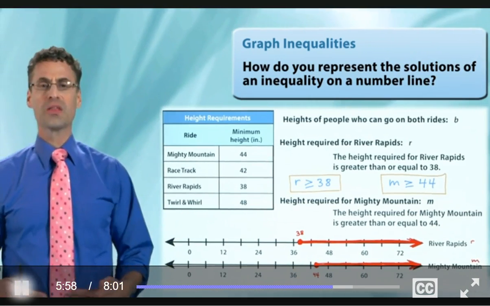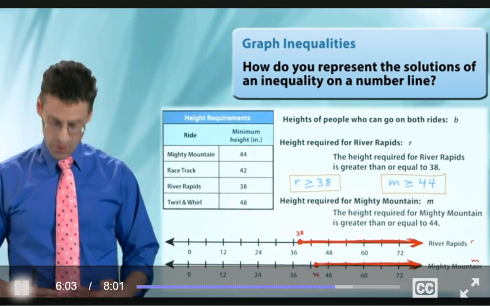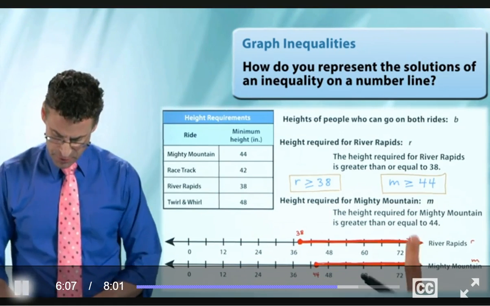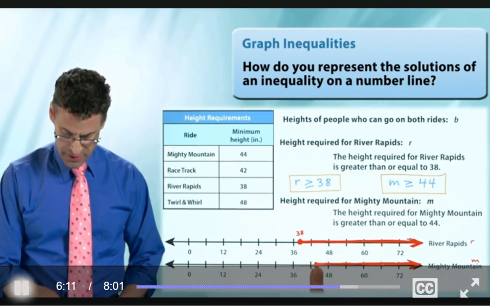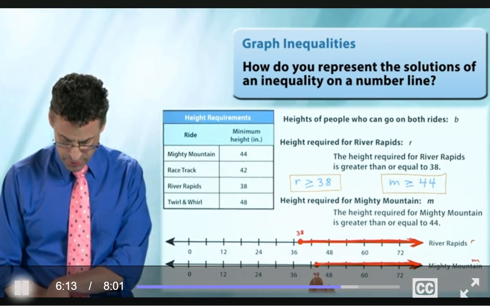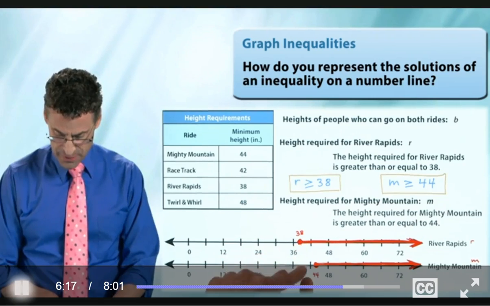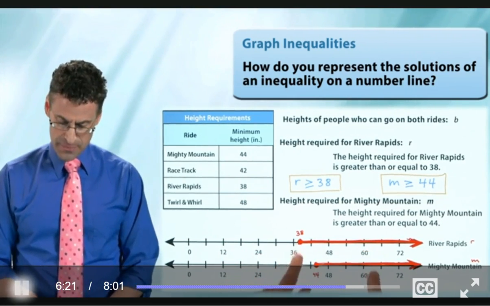Now, where are the values that, in fact, are satisfied by both of these? Well, we're looking for where they overlap. And you see where they overlap. They overlap all over here, over here, until we get to 44. But if we go less than 44, then all of a sudden they don't overlap. Only the River Rapids holds, not, in fact, the Mighty Mountain. So when do they both hold?